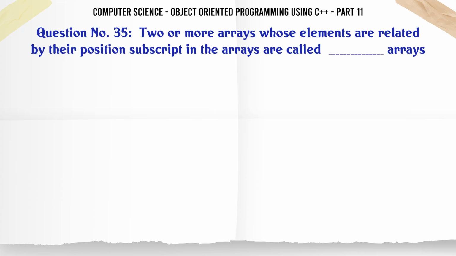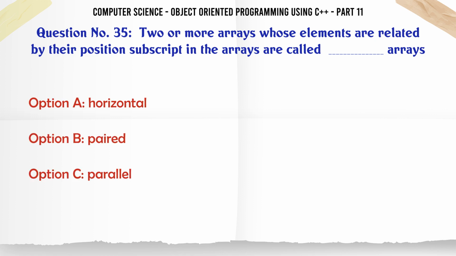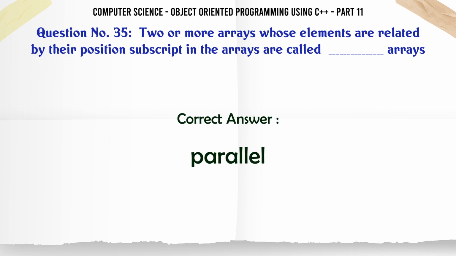Two or more arrays whose elements are related by their position subscript in the arrays are called arrays. A. Horizontal. B. Paired. C. Parallel. D. Related. The correct answer is parallel.